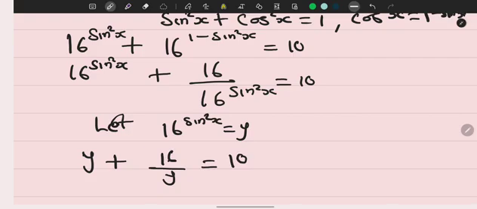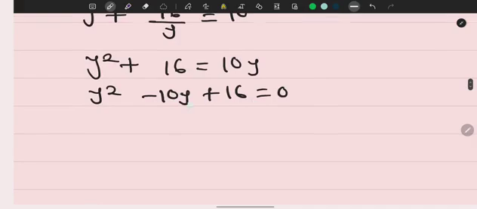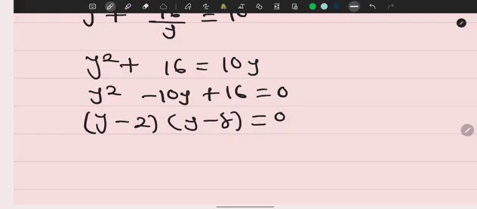And this is a quadratic equation. When you multiply both sides by y, you're going to have y squared plus 16 equals 10y. Okay, and this can be written as y squared minus 10y plus 16 equals 0. So we need a product of 16 and a sum of minus 10, so we could use y minus 2 and y minus 8 equals 0. So this implies that y equals 2 or y equals 8. So these are the values of y.